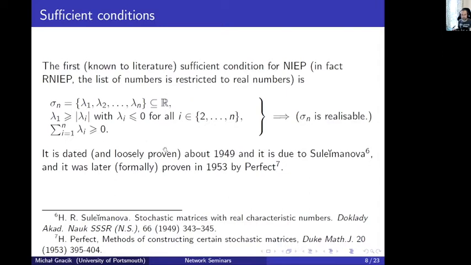So it wasn't like a formal proof. And the formal proof is known to Perfect from 1953. So this is the first known sufficient condition for this inverse eigenvalue problem for matrices with non-negative entries. And again, it's very important in this particular study, or in this talk. Let me repeat one thing here: only the first eigenvalue is positive, and all other ones are either negative or 0.